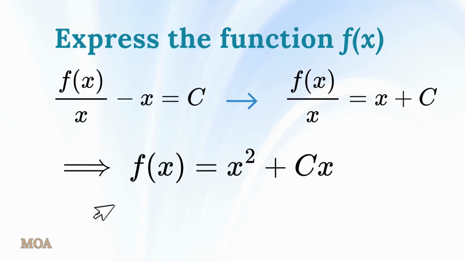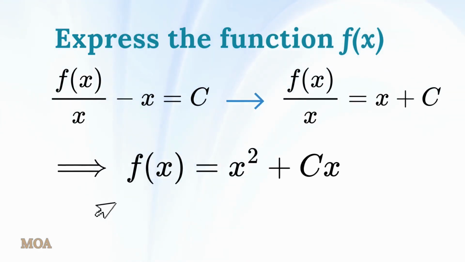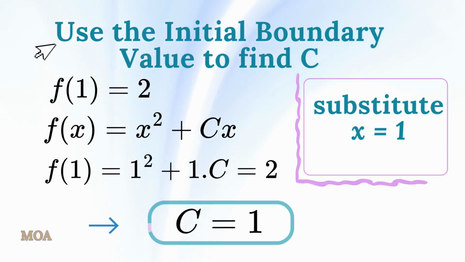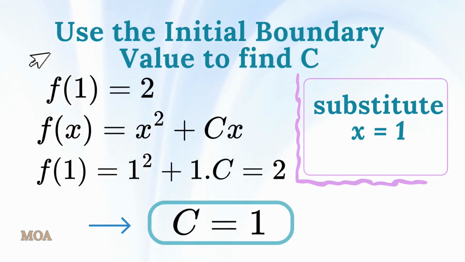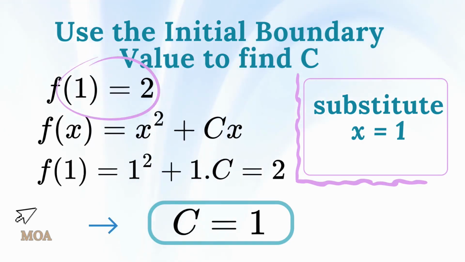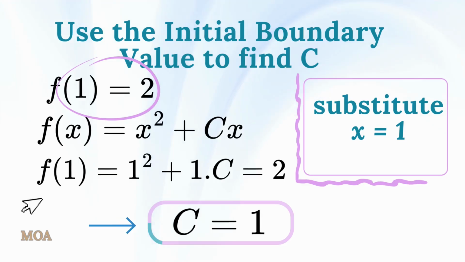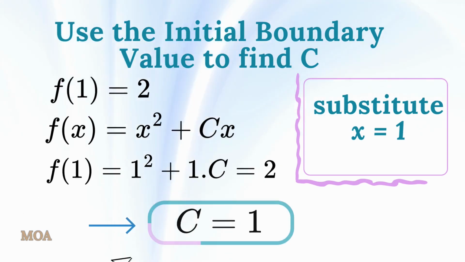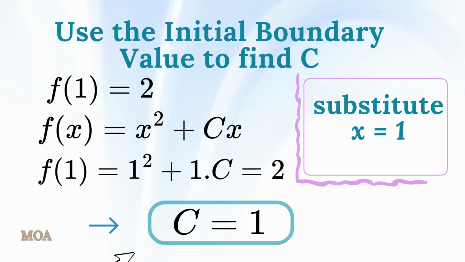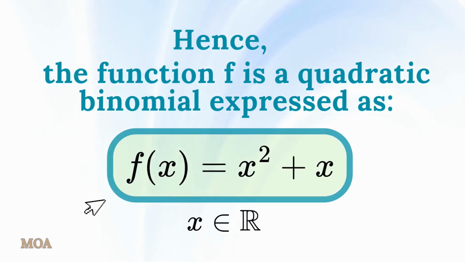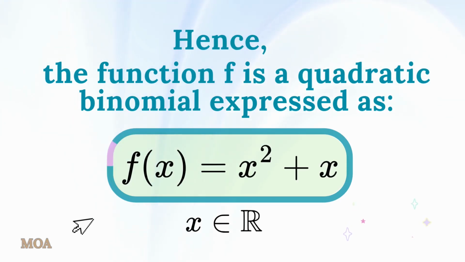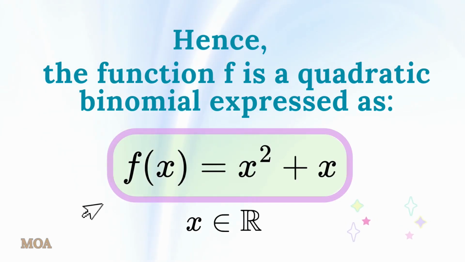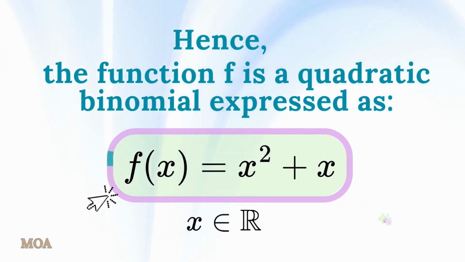This implies f(x) equals x squared plus c times x, using the initial condition to find the constant c. Since f(1) equals 2, we substitute x equals 1. f(1) equals 1 squared plus 1 times the constant c, which gives 1 plus c equals 2. This gives c equals 1. Hence, the function f is a quadratic binomial expressed as f(x) equals x squared plus x, where x is a real number.